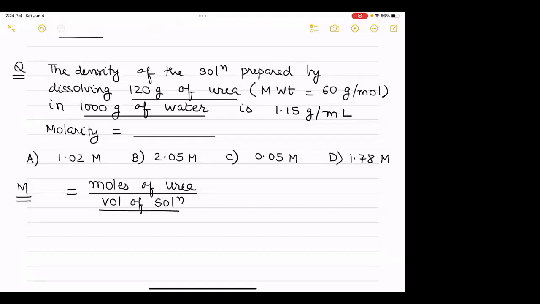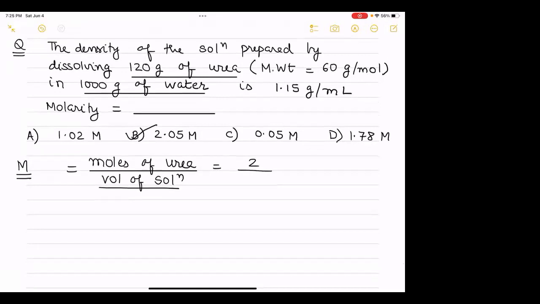Option B? Yes, 2.05 you are getting. Okay, very good. So the numerator is clear. You don't need much effort to get it. Just 60 grams will make 1 mole of urea, so 120 grams will make 2 moles of urea. So 2 is there. Clear? Yes, sir.